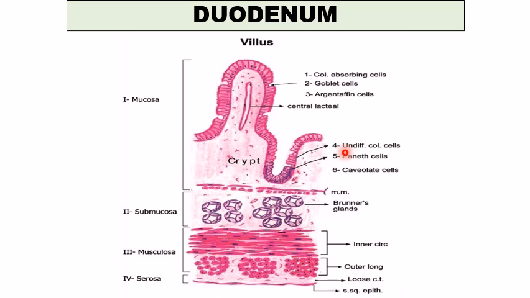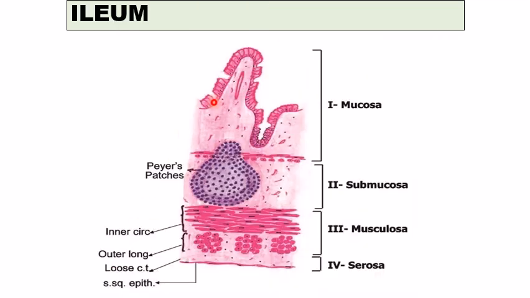Villi and crypts, we are talking about small intestine. Here, the goblet cells and absorptive cells. Look between the mucosa and the muscle layer. I'm having Brunner glands, so I am in the duodenum. The ileum, villi and crypts, and I can see the Peyer's patches at the submucosa, then inner circular, outer longitudinal, and then the serosa.